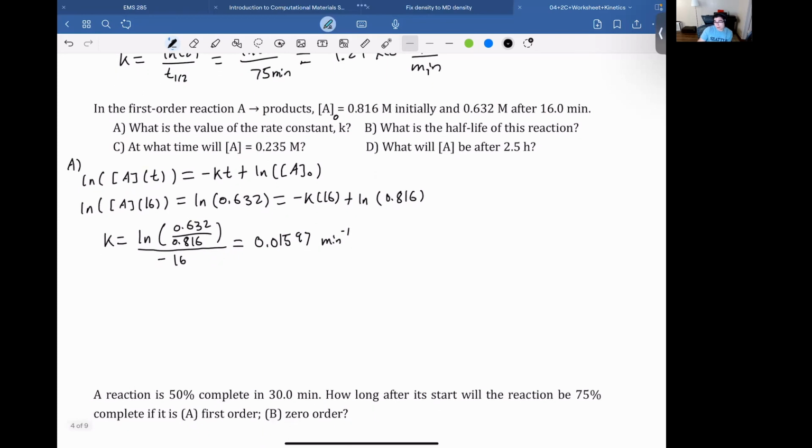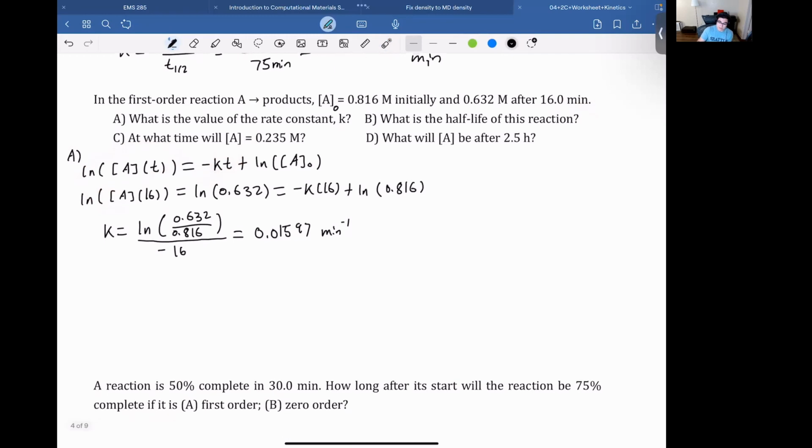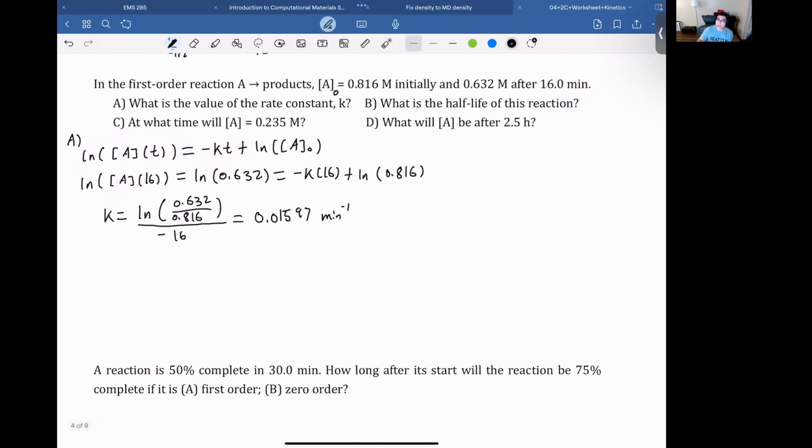Okay. How do you know that? What are the units of K? K times t has to end up being a unitless quantity in this equation, because you have something unitless on the left. So t is in minutes, and K has to be in inverse minutes to cancel that out.